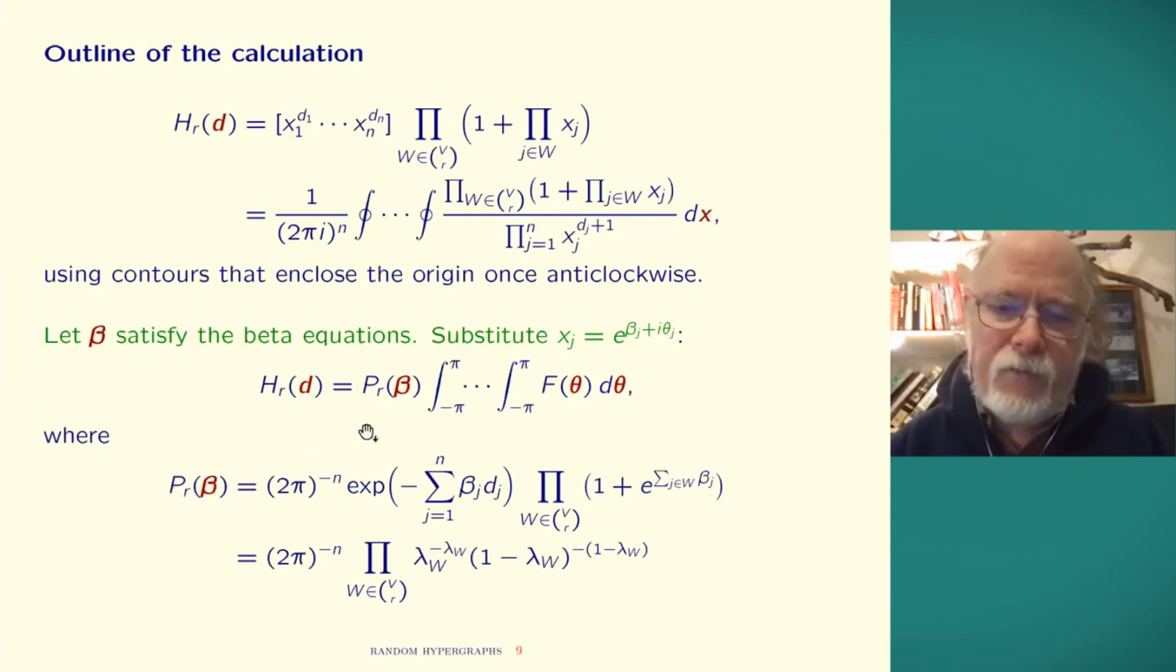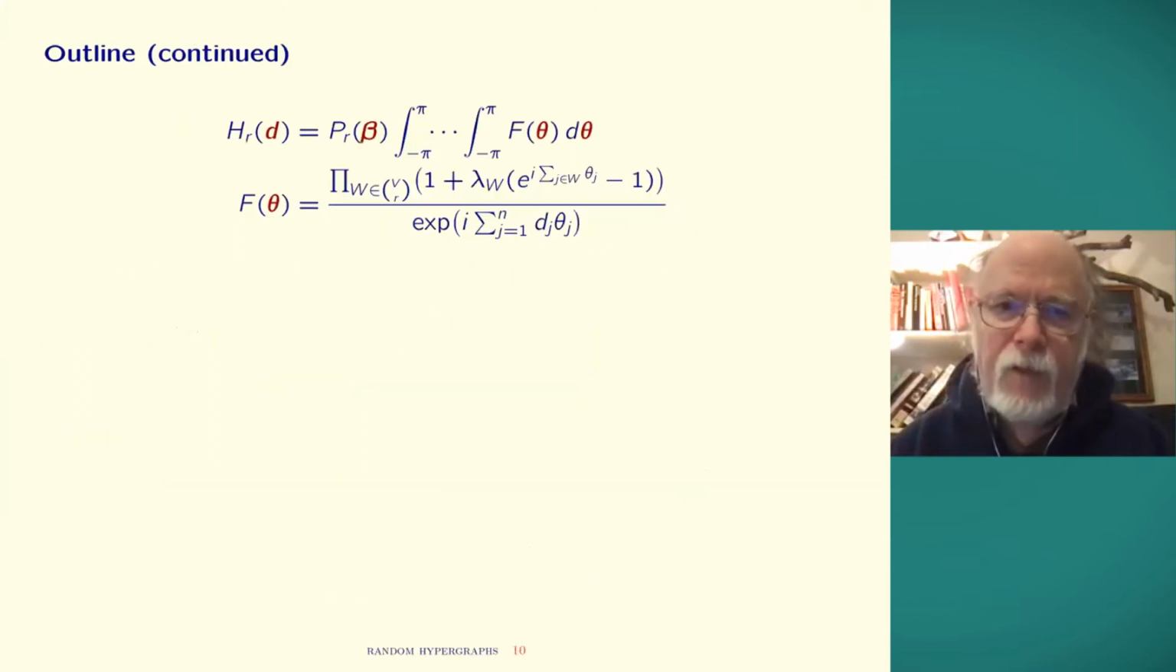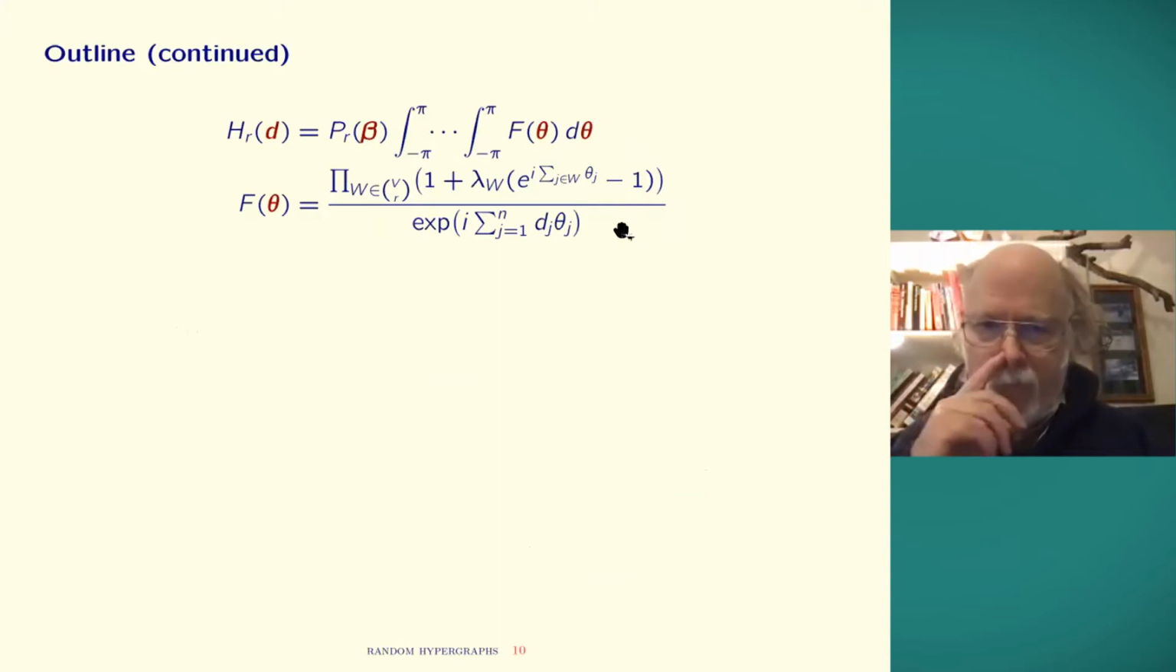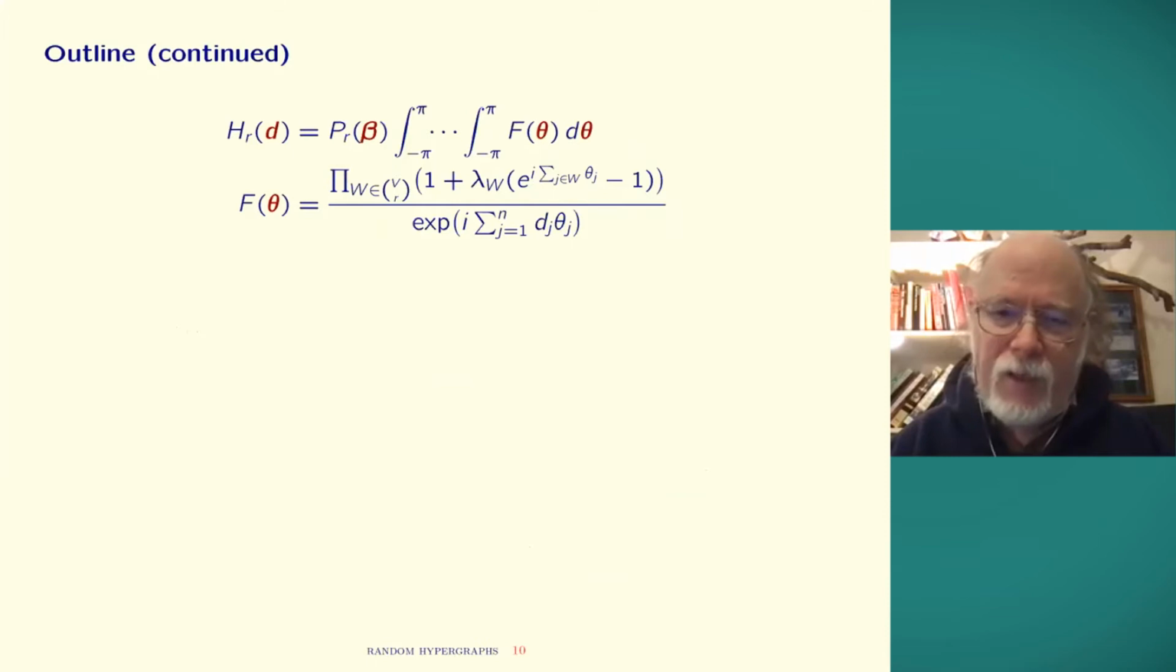The stuff in front of the integral starts off pretty messy, but then you use the beta equations to simplify it, and it's just a nice product of lambda w to the minus lambda w and 1 minus lambda w to 1 minus lambda w. So here again, at the top is the answer, the number of hypergraphs, as an integral. And the function that we want to integrate looks like that. And so we have to start analyzing this function.